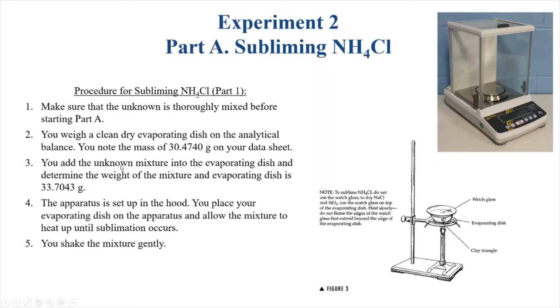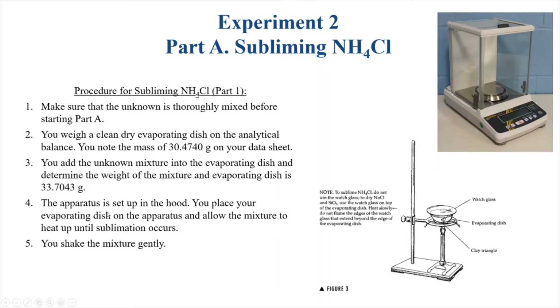So you're going to add the unknown mixture into the evaporating dish, and you're going to determine the weight of the dish and the mixture. And you're going to get 33.7043 grams. So now you can see that the mass went up because now we have the dish plus the mixture. So when we subtract the dish away, we can figure out how much mass constituted the mixture part of those two things. So by subtracting the 30.4740 from the 33.7043, if you just do that quickly in your head, you're going to see that we put about 3 grams of the unknown, or 3.3 grams, give or take. You're going to have to actually do the calculation yourself.